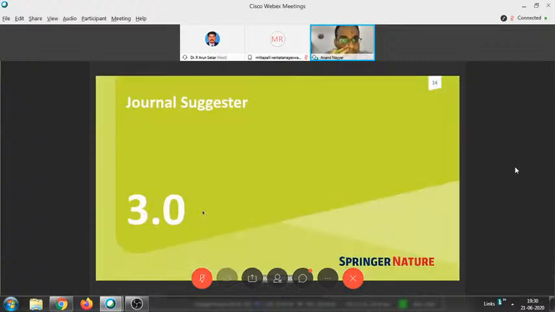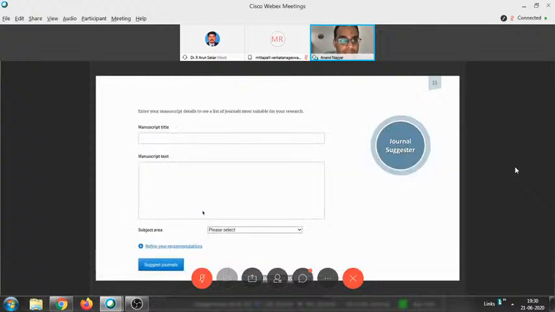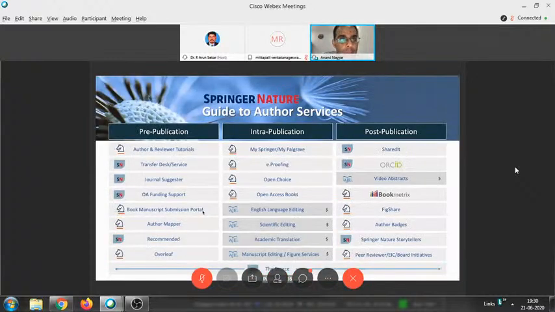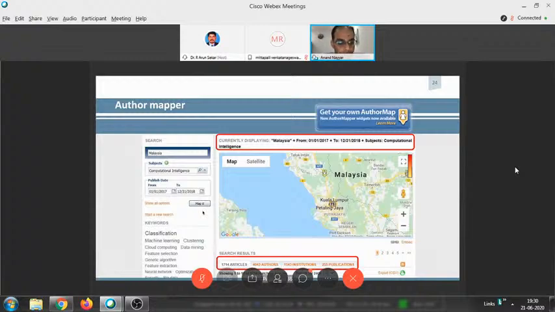So the other thing is the journal suggester. I'm going to show you a demonstration after that of how to put the papers in that. So the next thing I will be showing you is author mapper. So let me come towards the practical only.